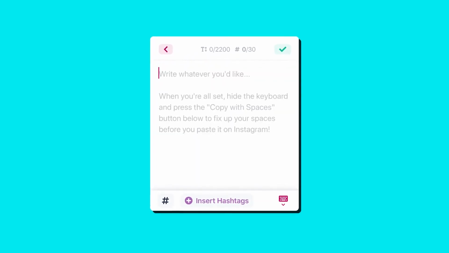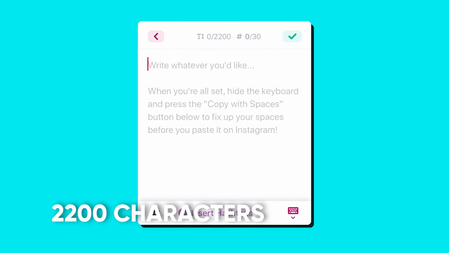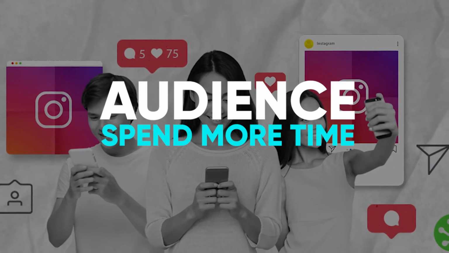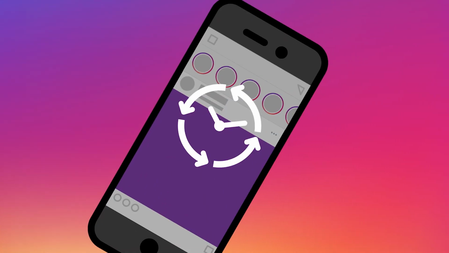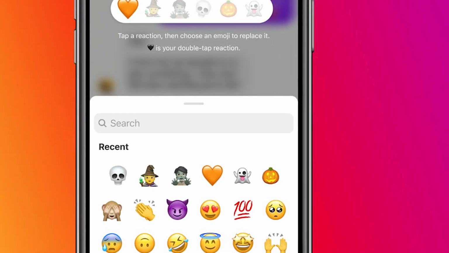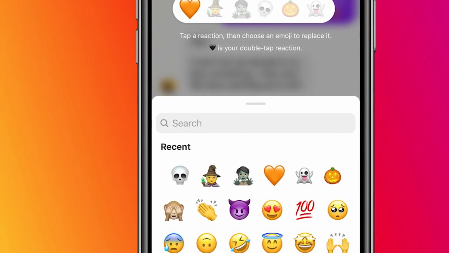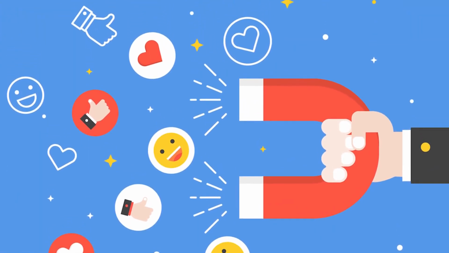Did you know that you can write a good 2,200 characters in the Instagram caption box? When you put a lengthy caption, your audience gets to spend more time on your profile, which is one of the factors that contribute to increased engagement. Now, it isn't necessary to write a 1,000-word story in each post, but writing something that your audience finds useful is better than awkward emojis.